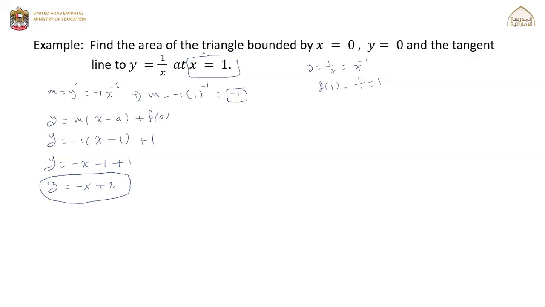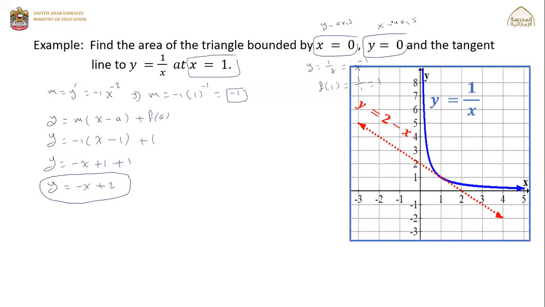So my triangle, whose area I look for, is bounded by the tangent line, x equals 0 and y equals 0. What is the meaning of x equals 0? x equals 0 is the y axis, and y equals 0 is the x axis. So I need to sketch the graph as I see here in this picture. This is my function y equals 1 over x, and the red line is the tangent line at x equals 1 at this point. Where is my triangle? It is the area bounded by the tangent line, the x axis, and the y axis.